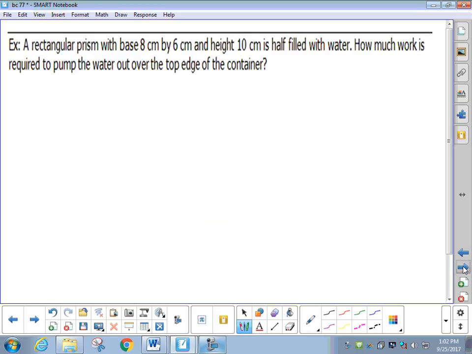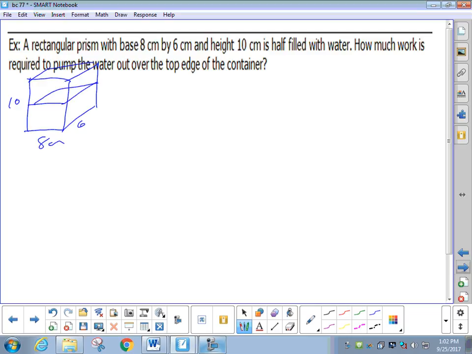So here we go. You have a rectangular prism with base 8 by 6 and the height is 10 centimeters. And it's filled with water. Oh, golly gee. It just occurred to me that in that last class they didn't care about the units. All right. It's half filled with water.